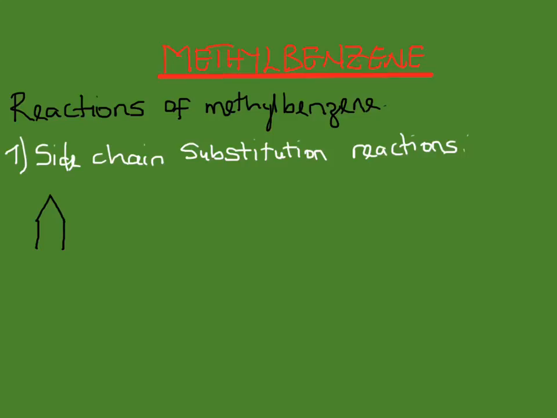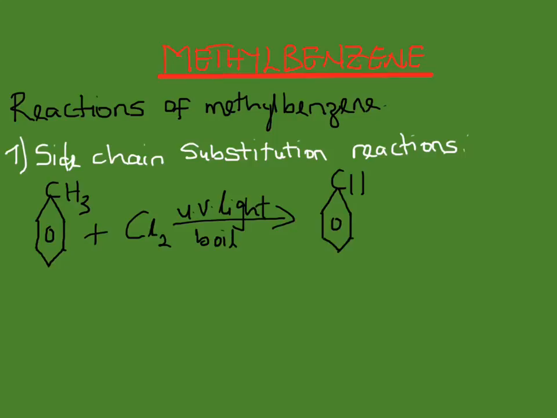The first side chain substitution reaction is halogenation. The halogens, chlorine and bromine, react with boiling toluene. I told you earlier, toluene is otherwise known as methyl benzene. They react with boiling toluene in the presence of ultraviolet light to yield mono, di, and tri-substituted products, like you can see there.